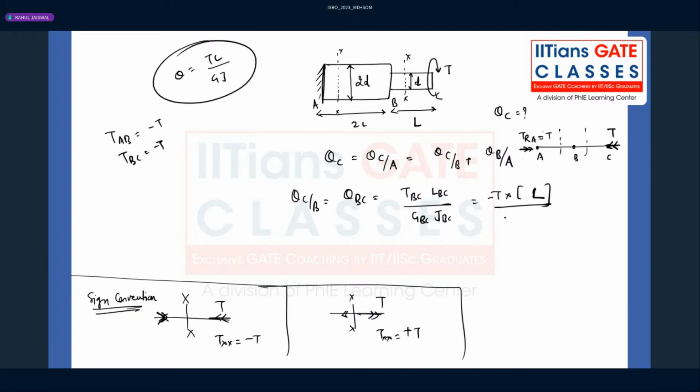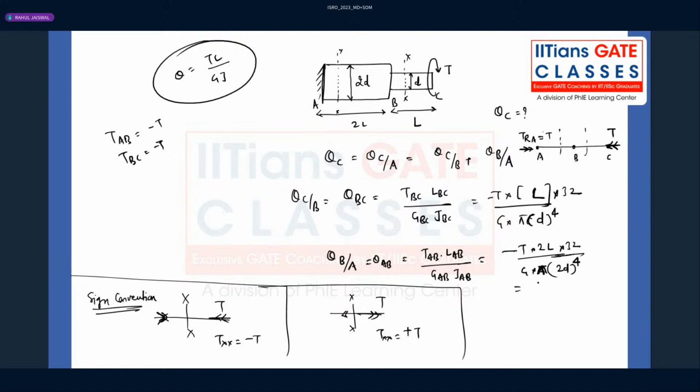G of BC is what? Both are made up of the same material? Yes. Pi d power 4 by 32. What about theta B with respect to A? Theta AB, TAB, LAB, GAB, JAB. TAB is what? Minus T into 2L divided by G pi, 2 to the power 4 divided by 32.